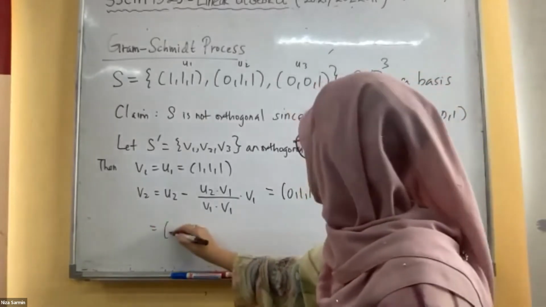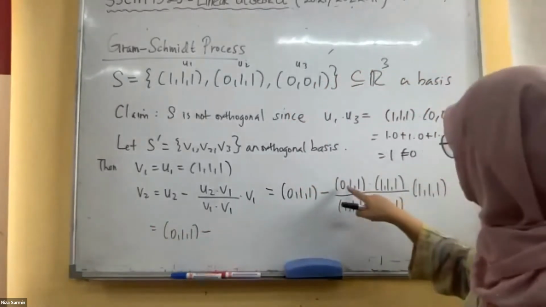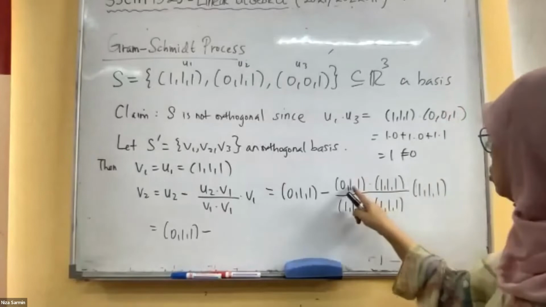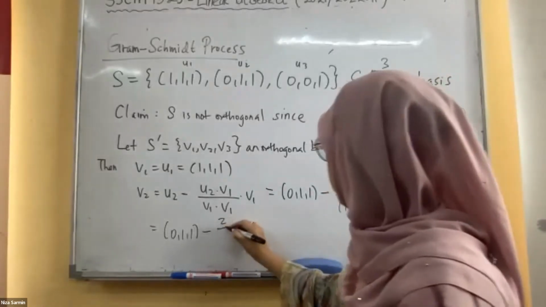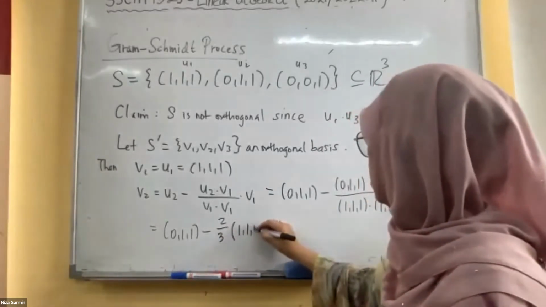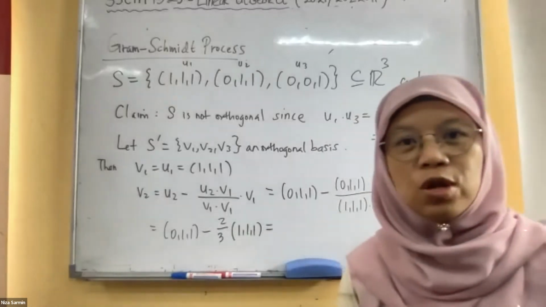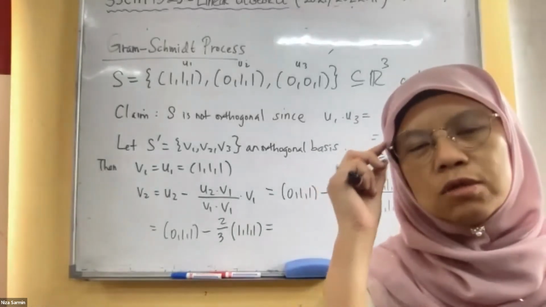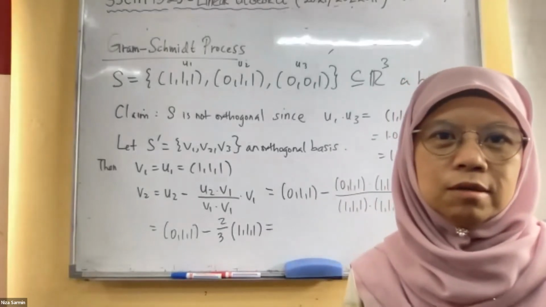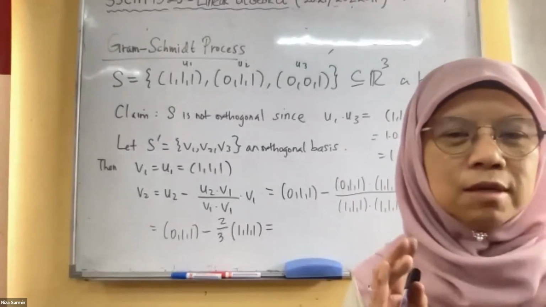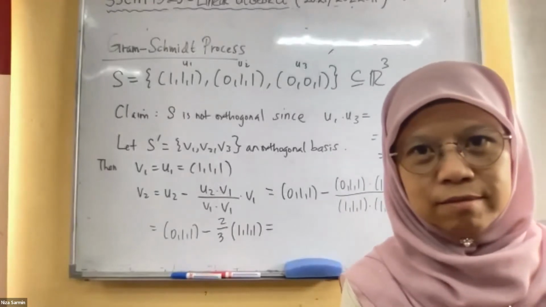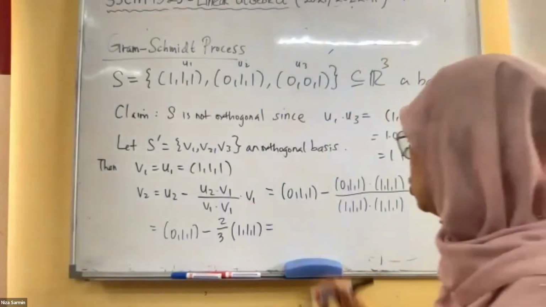So, 0 plus 1 is 2 over 1 plus 1 plus 1 is 3. The calculation is easy, but normally it includes fractions, so you have to be very careful. And if you make a careless mistake, you will bring it until the end. Lots of marks here, and it's easy to score.